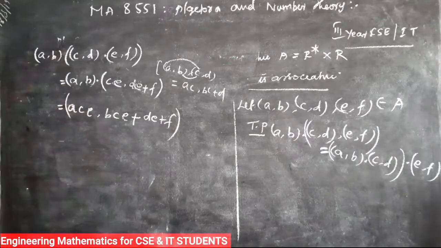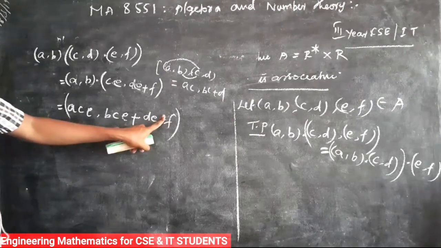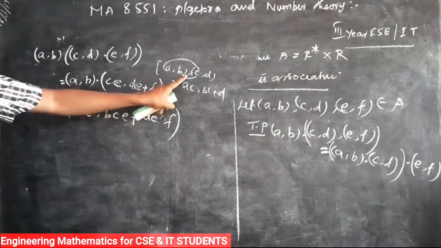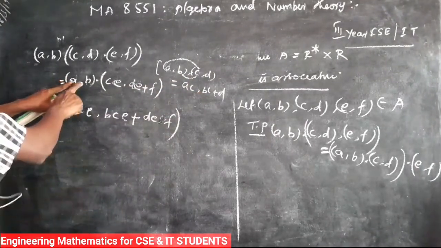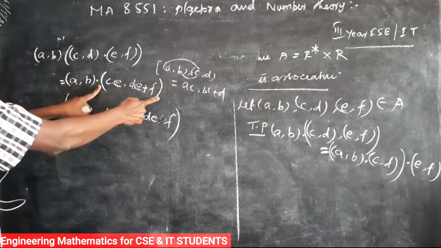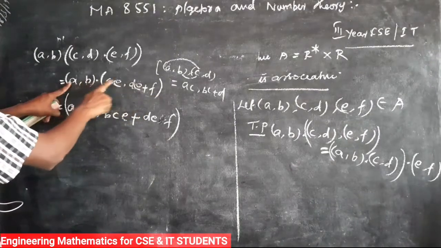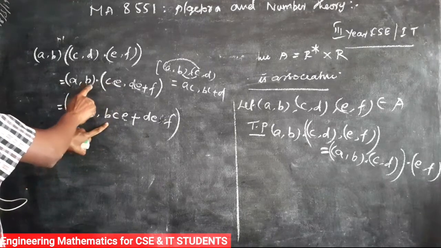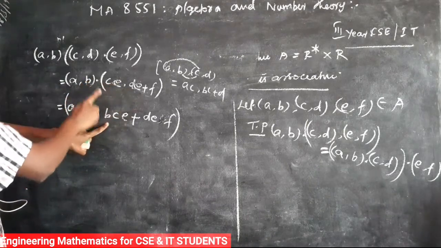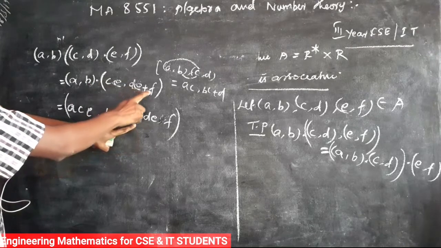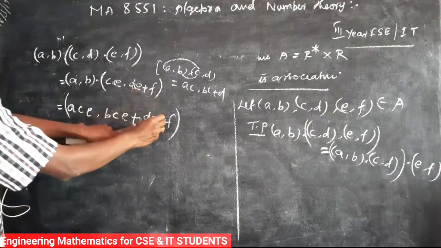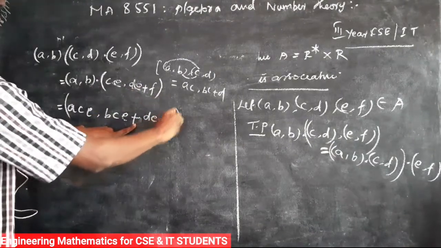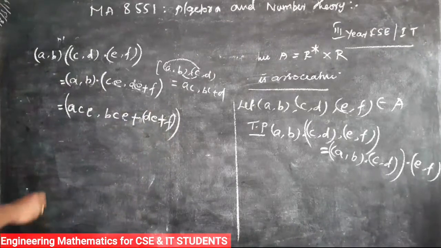Now we take the second element (DE plus F). (A, B) dot (C, D) equals (AC, BC plus D). So here in (A, B) dot (C, D) format, that is AC, so ACE, then BC, that is BCE plus DE plus F.